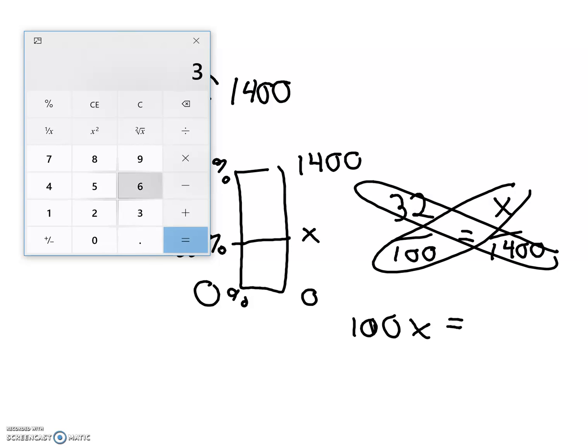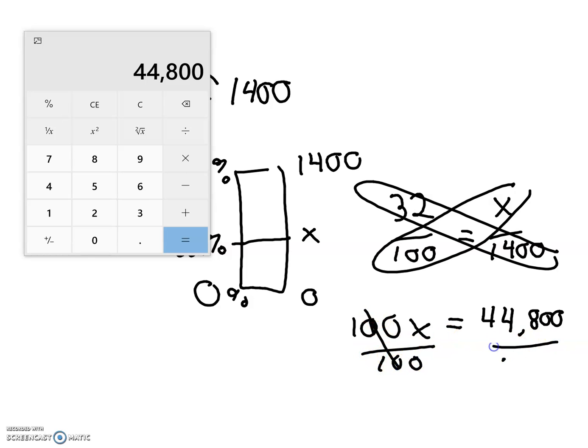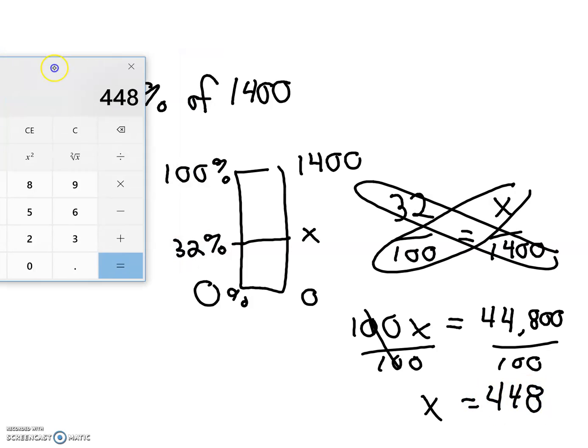So 32 times 1,400, 44,800. Okay, divide by 100 to solve for x, and x is 448. Does that seem reasonable for the question we were asking?